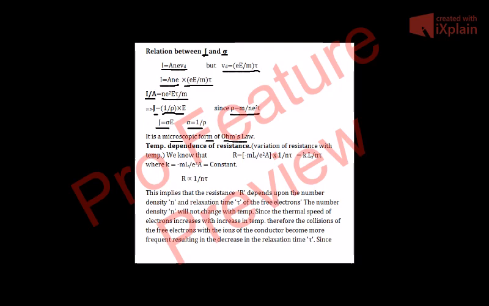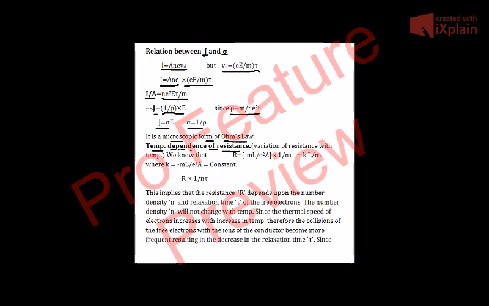Now today we will discuss temperature dependence of resistance. What happens to the resistance of a conductor, a metal, an insulator or a semiconductor if we vary the temperature? We have to discuss the variation of resistance with temperature. If we increase the temperature, what happens to the resistance? If we decrease the temperature, what happens? Does it remain the same or does it also change?